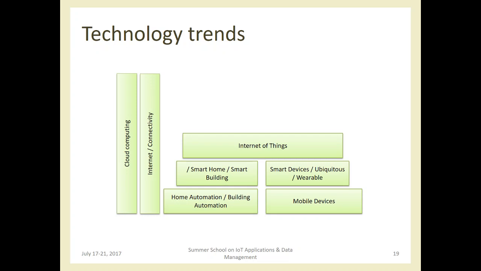Okay, here I made a picture with some existing technologies. Home automation, smart buildings, wearable devices, mobile devices, the Internet of Things should be here. Cloud computing, internet connectivity. These are enabling technologies. And they are merging together. They are converging together.